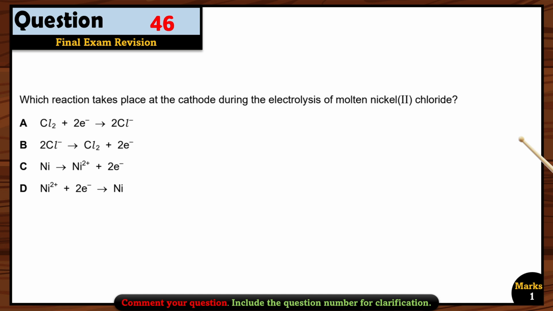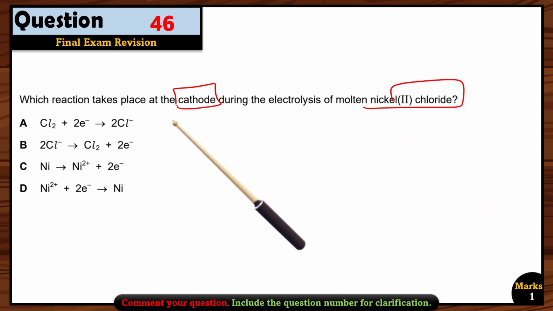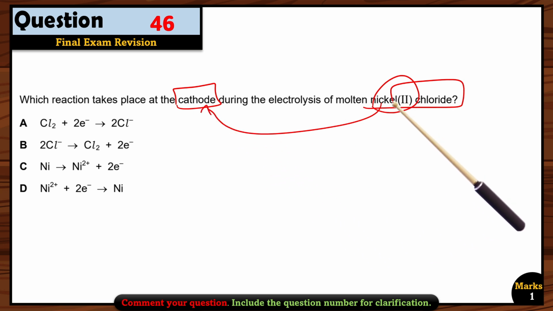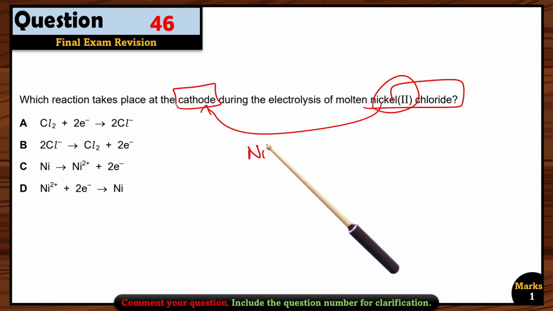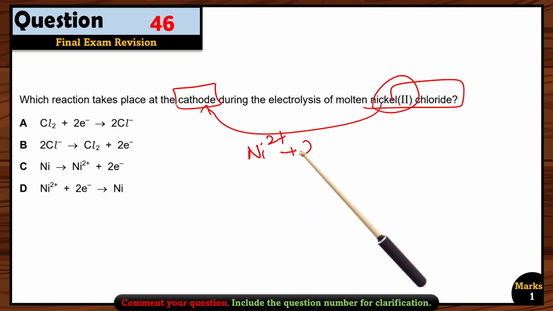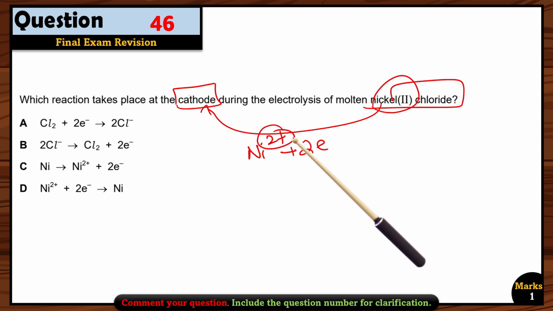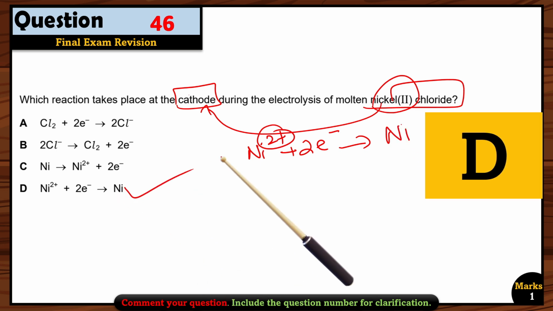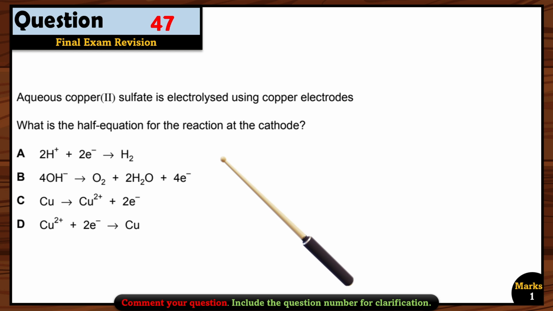Now let's see option 46. Which reaction takes place at the cathode during the electrolysis of molten nickel chloride? This is molten nickel chloride and you have to check at the cathode. At the cathode again you will get a metal. Nickel has a 2+ oxidation state, so it means Ni2+. At the cathode reduction will take place, so it will gain 2 electrons and become a metal. Can you see this equation here? Yes, that's option D.